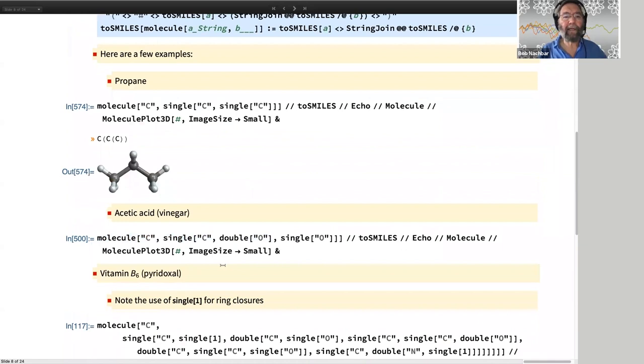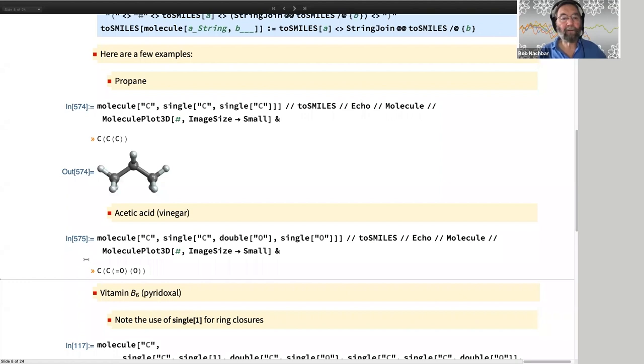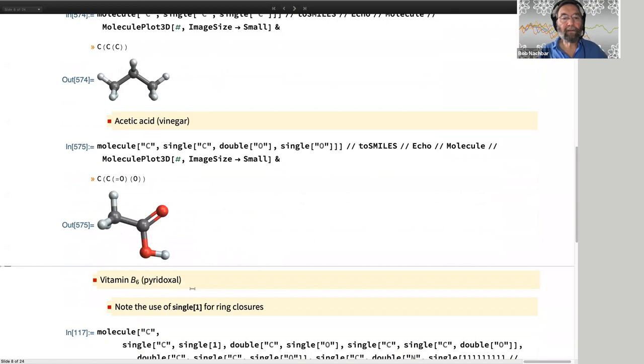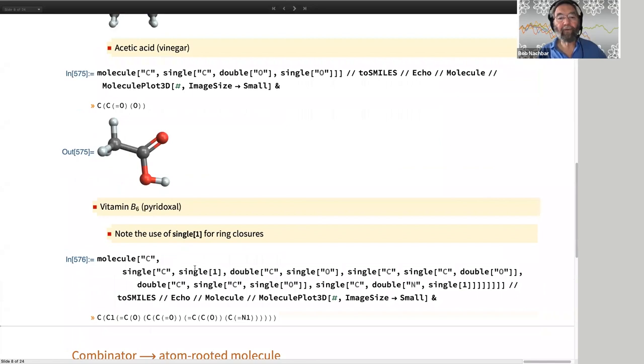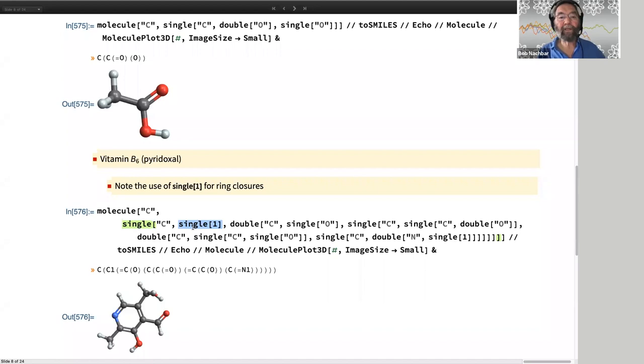Here's another example here, vinegar. A carbon single bonded to a carbon with a double bond to an oxygen atom. And this carbon also has a single bond to an oxygen atom, making a carboxylic acid group here. And this is what it looks like in 3D. Here's the C double bond O and the C single bond O. Here's a little bit more complicated one. It has a ring in it. This is vitamin B6. And the ring is specified by what I'm calling ring tags. It's a bond going to a tag one, and there's a matching one over here in the structure.